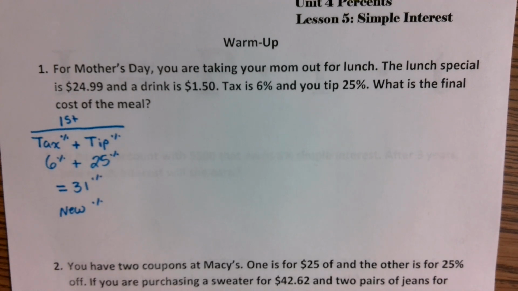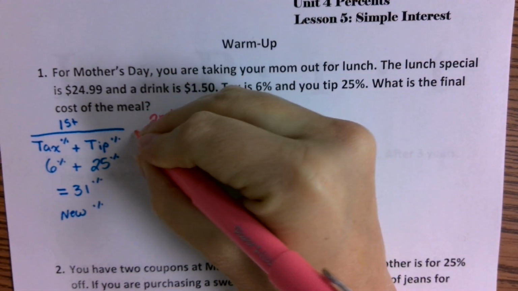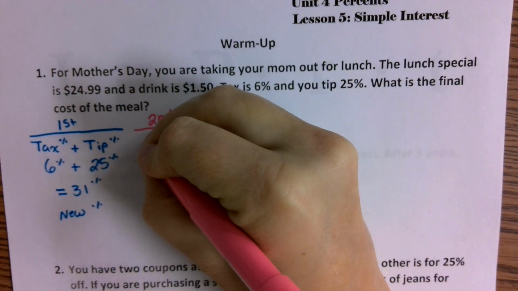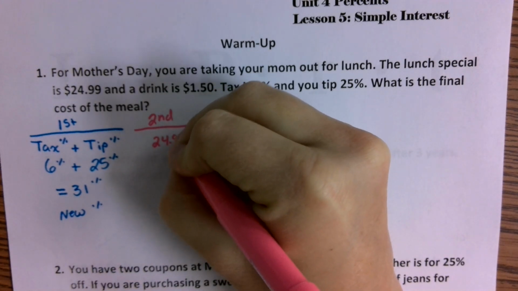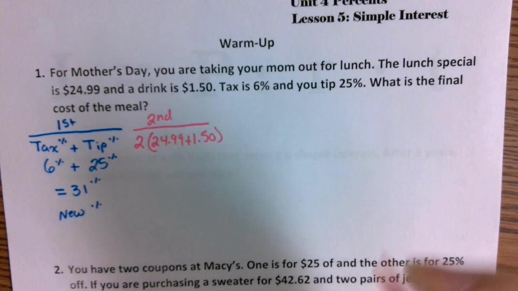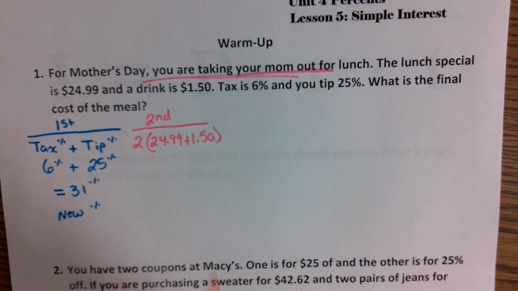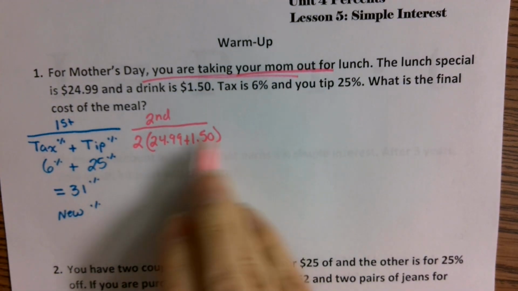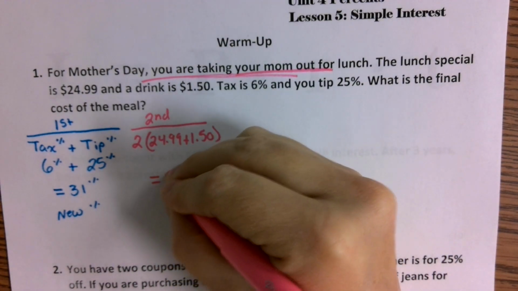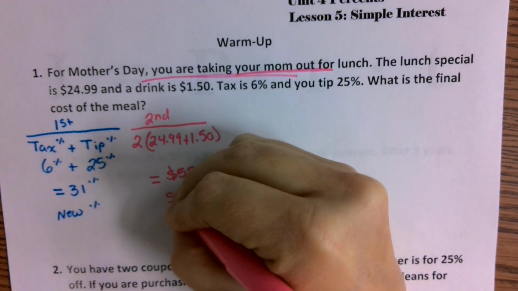Now, the second step, which is where some of you made your mistake, you need to find your subtotal. You have $24.99 that you're going to add together with your $1.50, but then you're going to multiply this by 2 because it is you and your mom. You and your mom. So that means you're going to multiply that times 2 once you've added it together. That's going to come out to a total, before you do anything, of $52.98. That is what we call your subtotal.